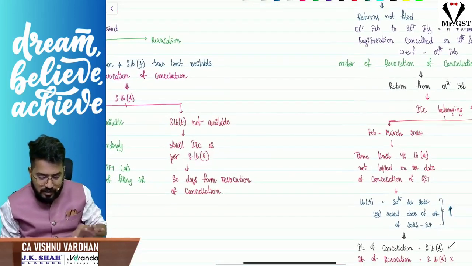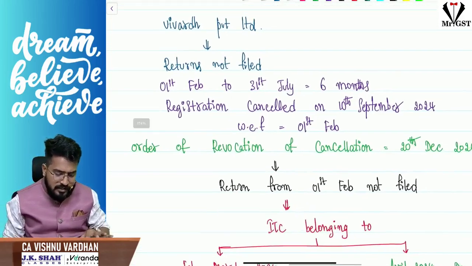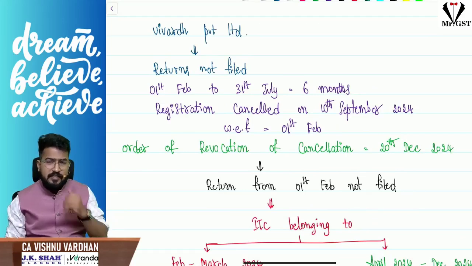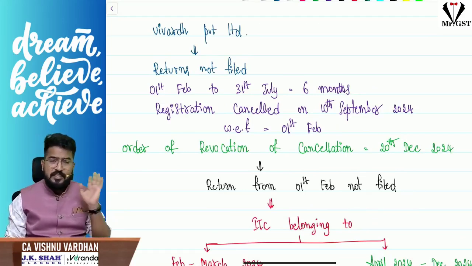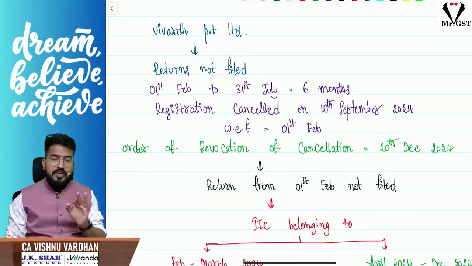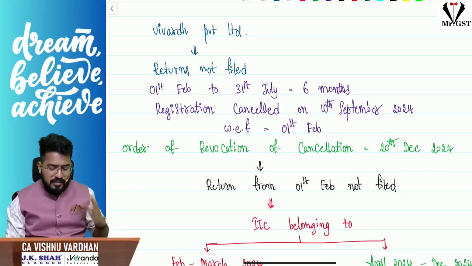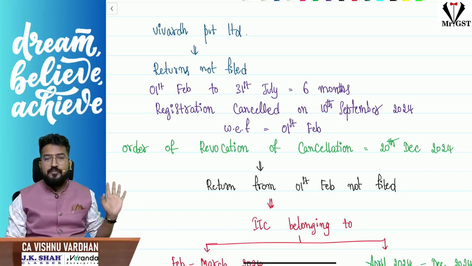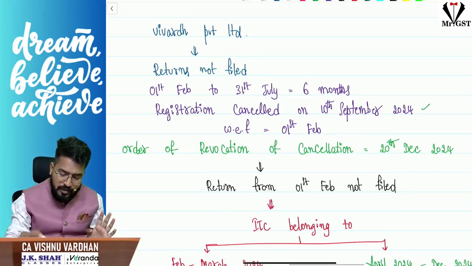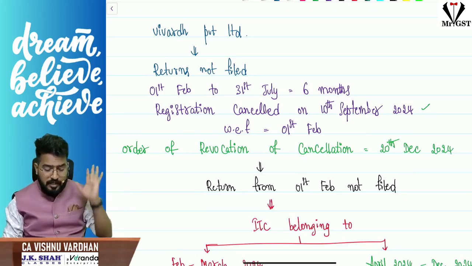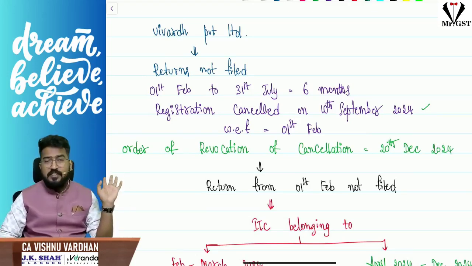See, for example, there is a company, Vivar Private Limited. They are not filing their returns continuously for 6 months. Because of that, the registration is cancelled. From 1st Feb 2024 to 31st July 2024, 6 months continuously they did not file the return. So they got the notice, all that stuff, and registration was finally cancelled on 10th September 2024. With retrospective effect, from 1st Feb 2024 itself, they cancelled the registration.